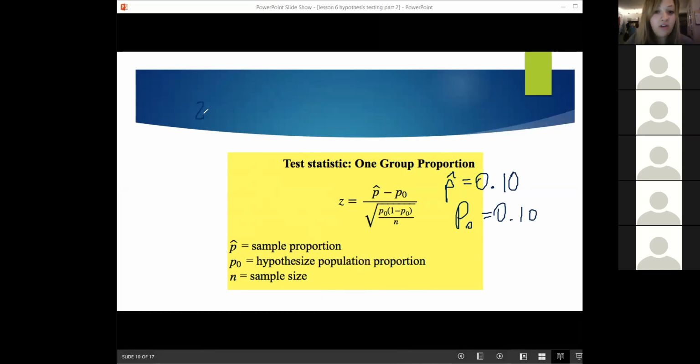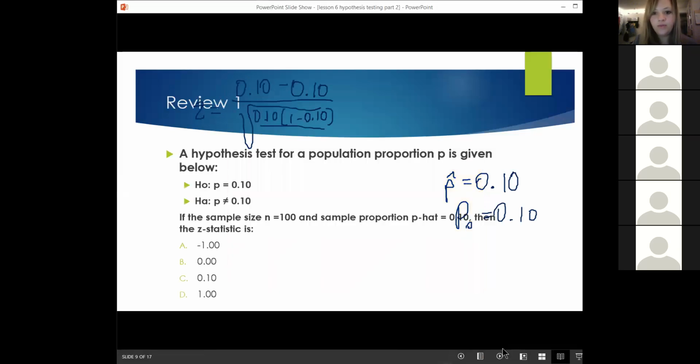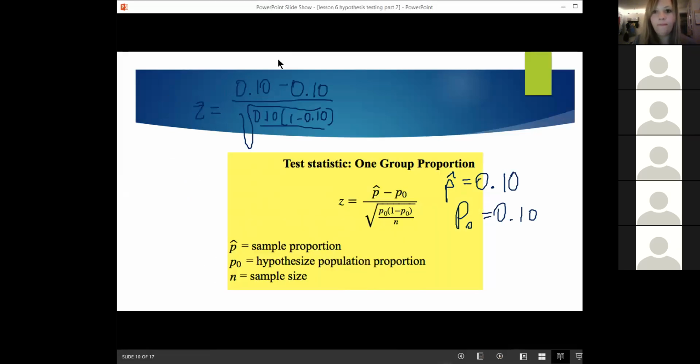So if we were to actually just solve this, z equals p hat minus 0.10, which is our p null, and then divided by the denominator. You can go ahead and do all of this, but honestly, you can just remember our n. I don't remember what n was. Let's go check. n was 100. In reality, you could write out this denominator like I did, but 0.10 minus 0.10 is going to be 0, and 0 divided by anything is going to end up being 0.